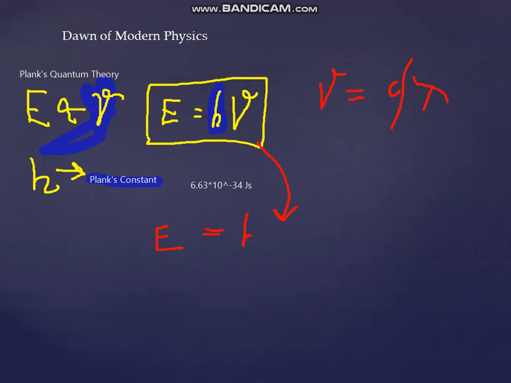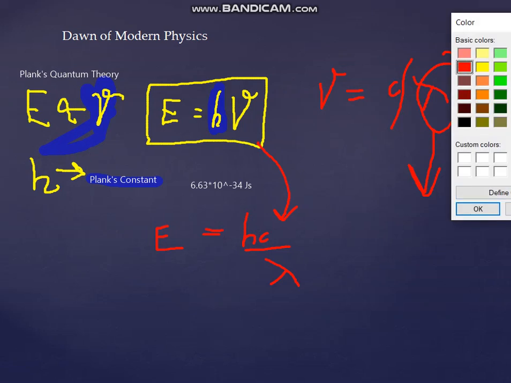h c over lambda. So what is lambda in here? This lambda that I'm circling over here is known as wavelength. What is it? Wavelength. If you don't know what a wavelength is, let me just explain it to you.